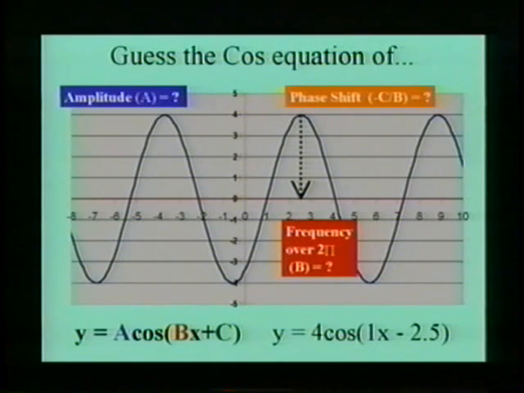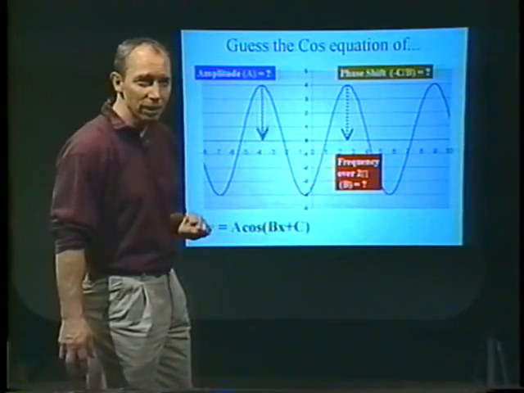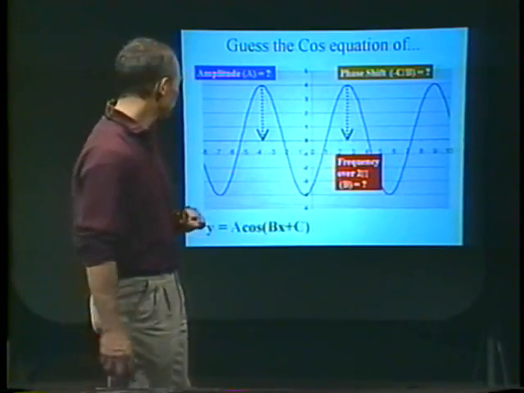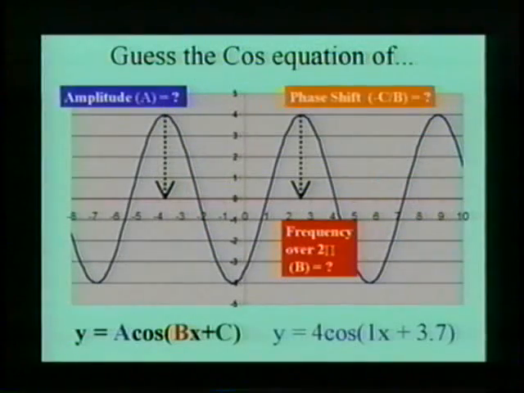So I'm going to use 4 cosine of (x minus 2.5), because I went in the right direction. Could I have it instead, the cosine start here, which would get me at about, let's say, negative 3.7? So I'd have to use a positive 3.7 in the calculation, in the equation. Okay, it's another way to look at it.